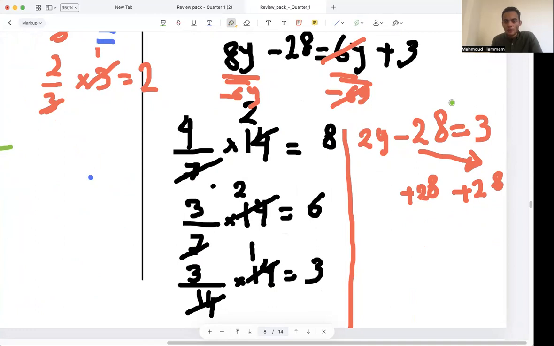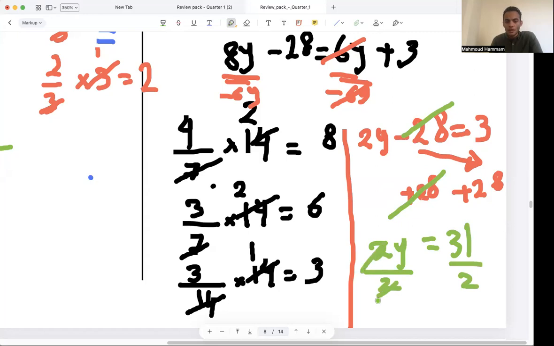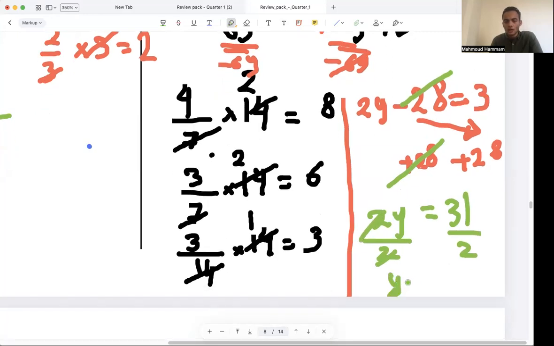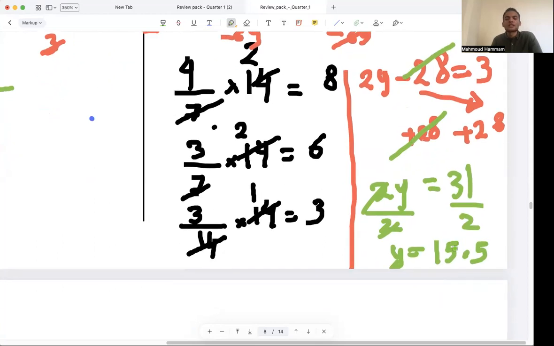So now, negative 28 will cancel the positive 28. So what do you have now? 2y equals 3 plus 28, which is 31. Divide by 2 left. Divide by 2 right. What will happen? y equals 31 divided by 2 is 15.5. Long division, we'll get 15.5.